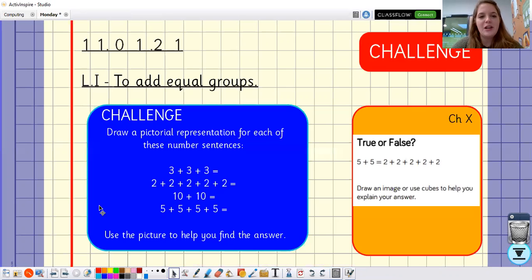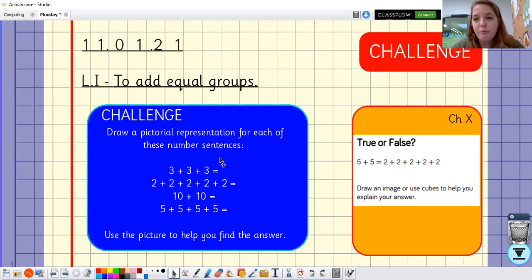Okay, so looking at our challenge for today then. So your challenge is to draw a pictorial representation, so to draw a picture for each of these number sentences. Now just one picture we need. The first number sentence is 3 plus 3 plus 3. So you have 3 groups and in each group there's 3. So you may choose you want to draw baskets. So 3 baskets, and in each basket you have 3 apples or 3 cakes.